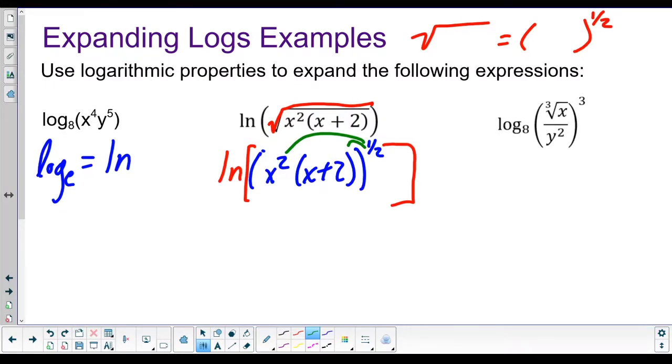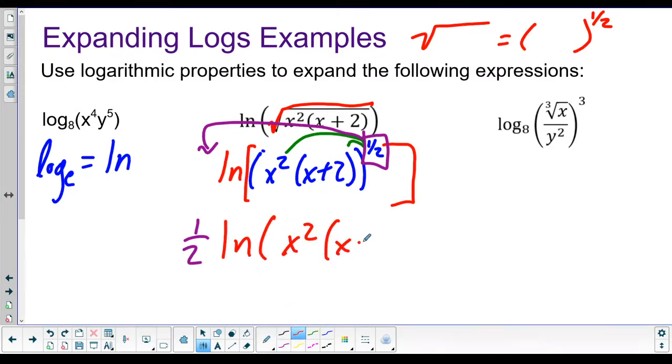All right, I actually lied to you. We could do this. This is a totally legal math move. We're using properties of exponents here. However, let's not make our lives harder than it has to be. This is an exponent. Let's just use the power property to turn it into a coefficient. So we have 1/2 the natural log of x squared times x plus 2, like that.